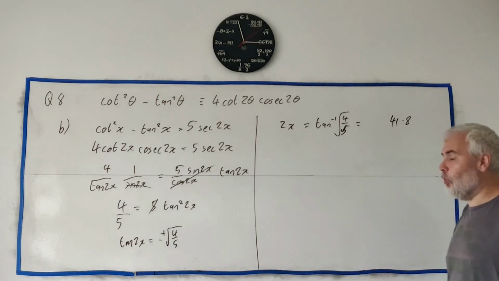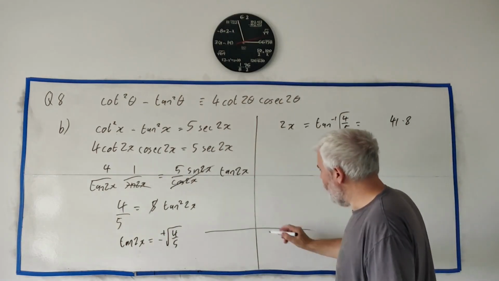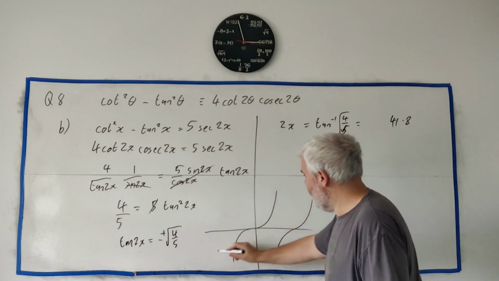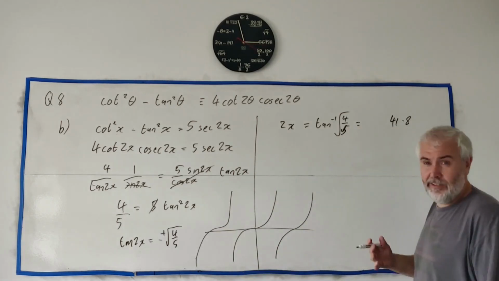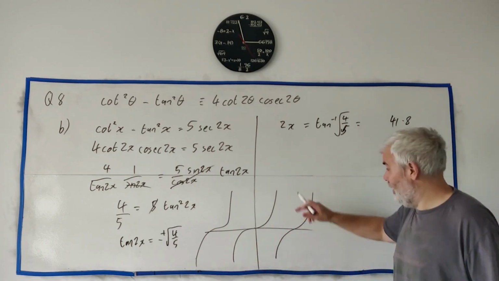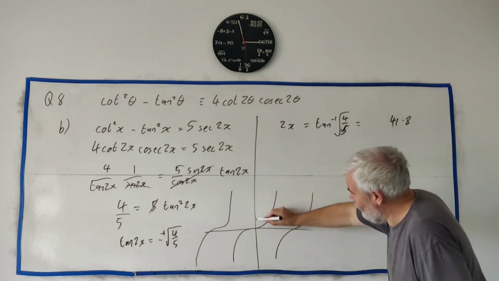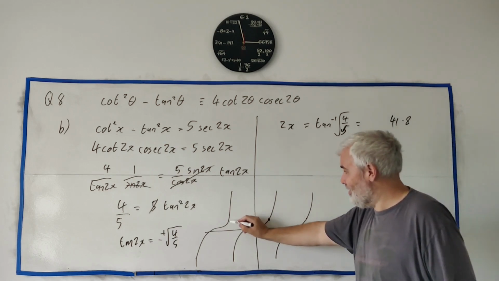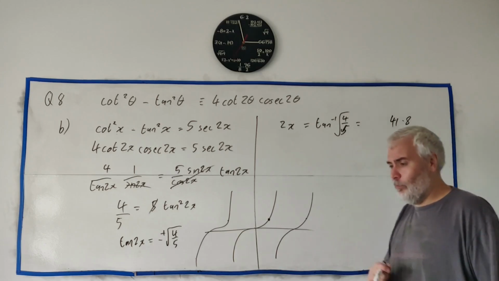That seems okay, but we do need to remember what tangent looks like. It goes on forever, like that. The calculator is very stupid. It just gives you the answers in this first little S shape. In this case, the square root of 4 over 5, it would just give you this answer. But this is also a good answer. So you do have to be careful which ones you take.